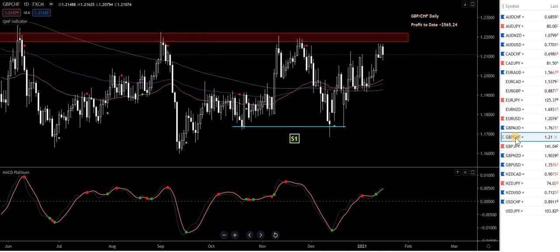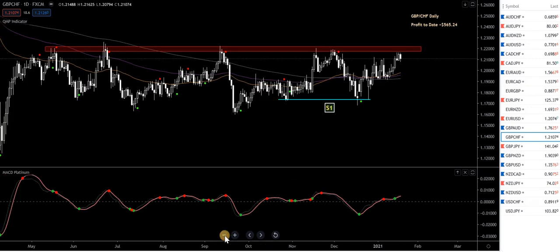Pound Swiss, this was giving me a bit of grief, this pair. It's just all over the shop. I was in this buy here, it had come down, went up and came down again. I think I closed out here somewhere. A bit early by the looks because it's gone down again. It's gone back up and back down and up. Now we're at this big level up here. I'm not in a trade at the moment.